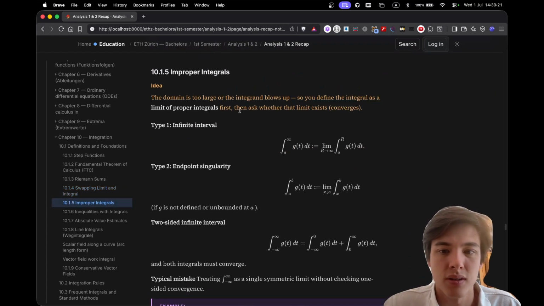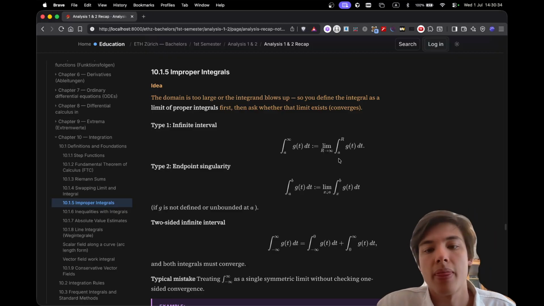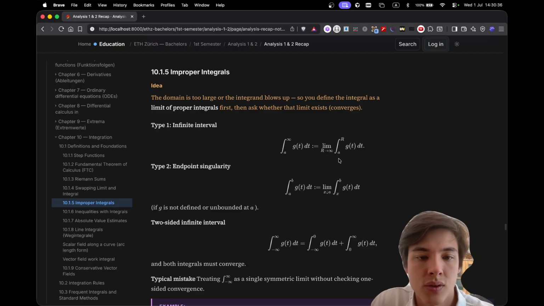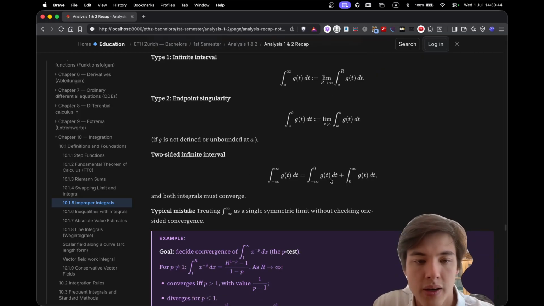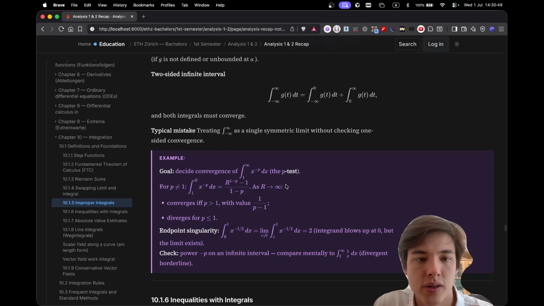Improper integrals. If we have infinite integrals, we can split it and deal with the limit. Or if we have a singularity, we go towards that, right? Or we can split up the integral and then integrate.